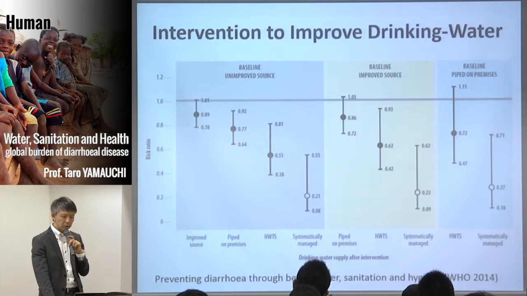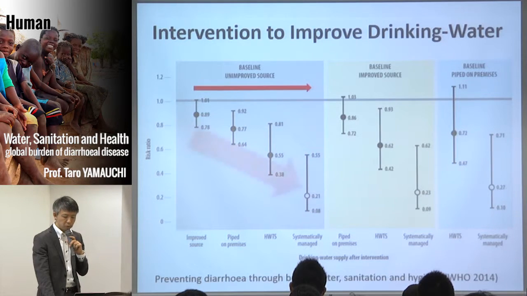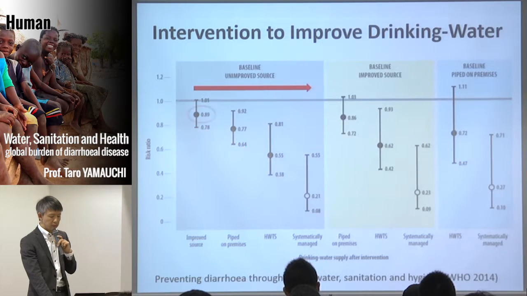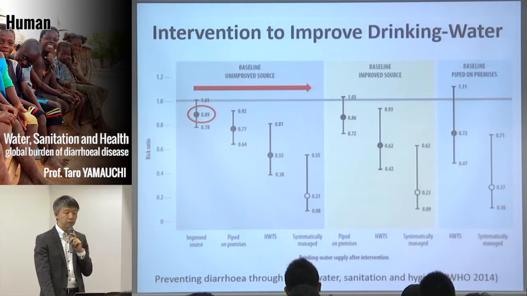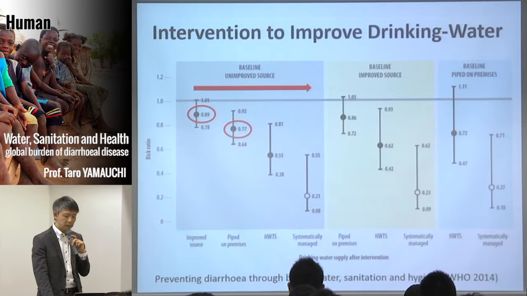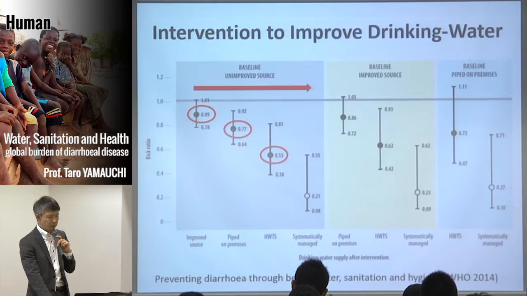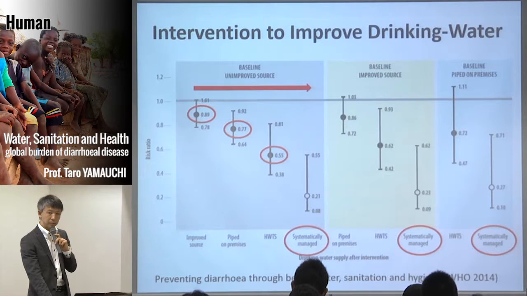As you can see, the greatest potential health gains were found when moving from poor baseline conditions and improved sources to good water quality. For example, the risk ratio was 0.89, or an 11% reduction, on transition from an unimproved source to an improved one. Greater reductions are observed on moving from an unimproved source to one that is piped on premises, 0.77 or 23% reduction. Or more so, to household water treatment, 0.55 or 45% reduction. However, there is very limited data on systematically managed sources. Therefore, these figures are for reference purposes.